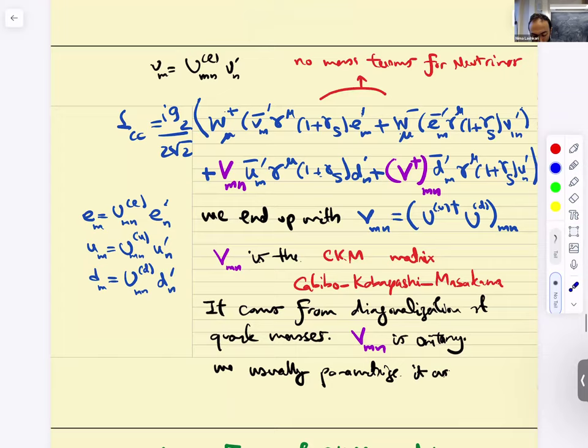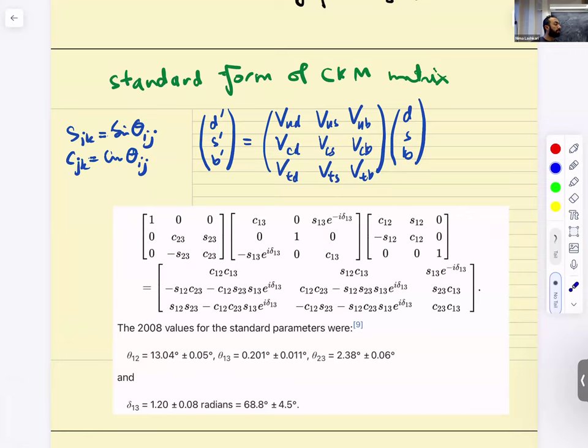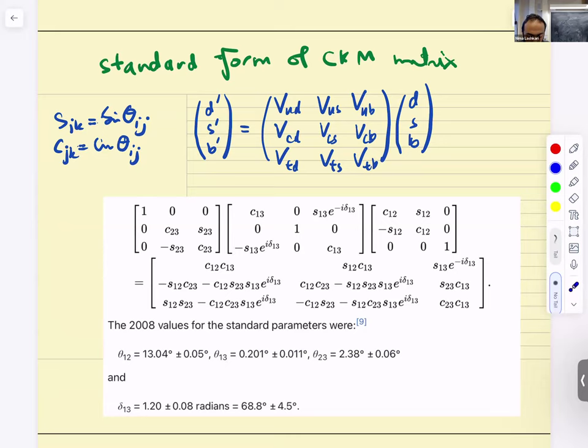Now, some notation. There are various ways to parameterize the CKM matrix. There's something called the standard form. You could label these as the mixing between up-down, charm-down, top-down, charm-strange, and so on. But it's good to think about them as Euler angles, sine theta_ij, cosine theta_ij. Why? Because this is a unitary matrix. This is usually how it's parameterized, and the values of theta_12, theta_13, and theta_23 are these. And this is delta_13. So delta_13 is the only phase I've put here.